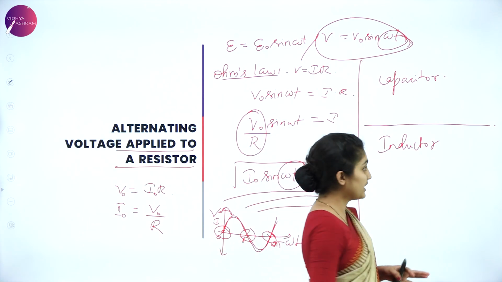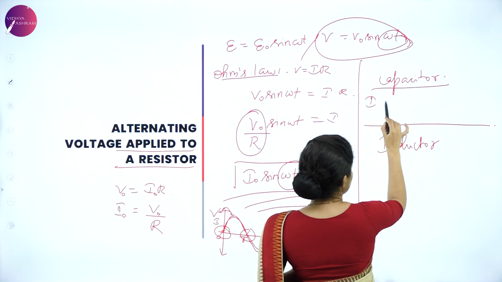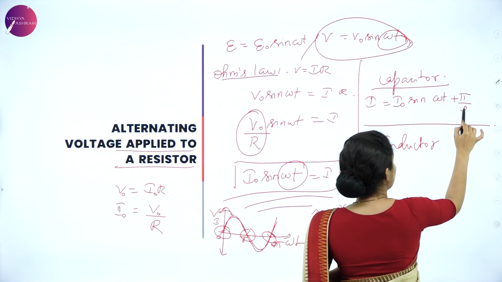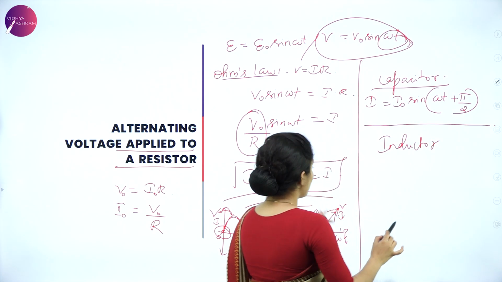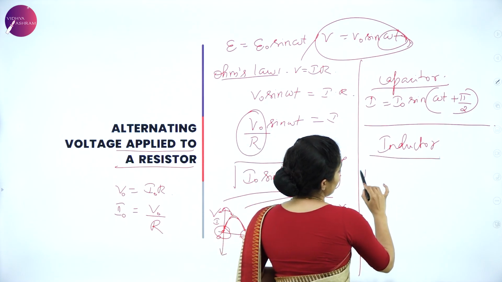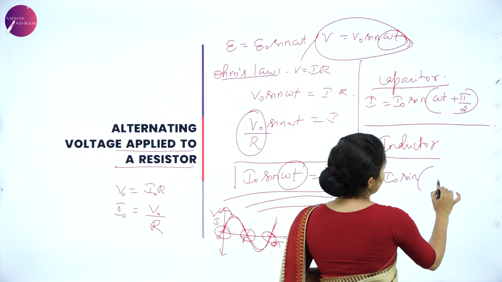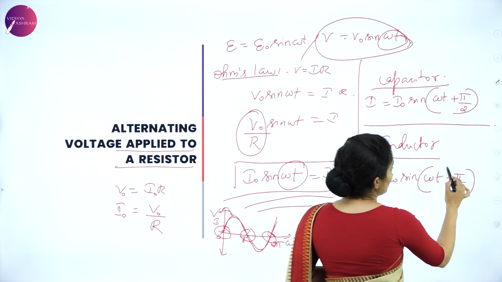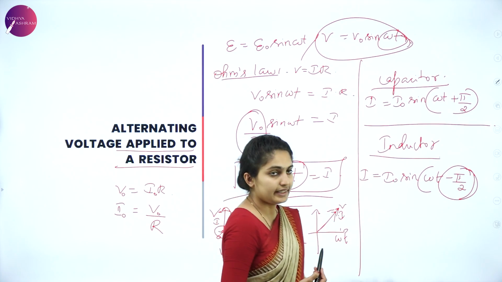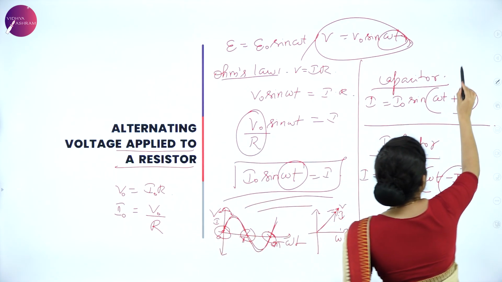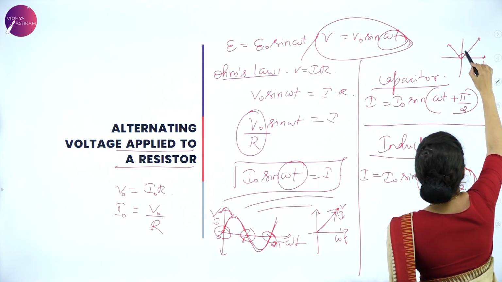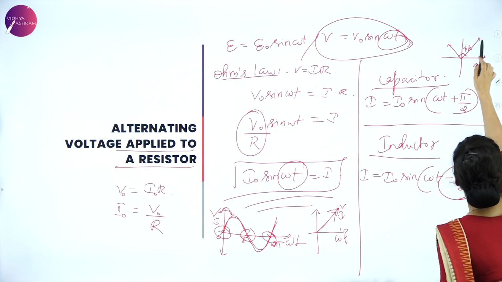So for your capacitor, you have I is equal to I naught sine omega t plus pi by 2, which means to say the current leads the voltage by 90 degree. Pi by 2 means 90. And for the inductor, I is equal to I naught sine omega t minus pi by 2, which means to say the current lags the voltage by 90 degree. For the capacitor, leading, we have the phase angle and the current is shown here, 90 degree, pi by 2, plus 90 with respect to this current.